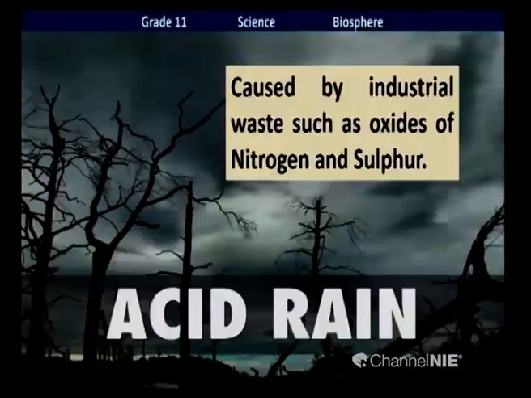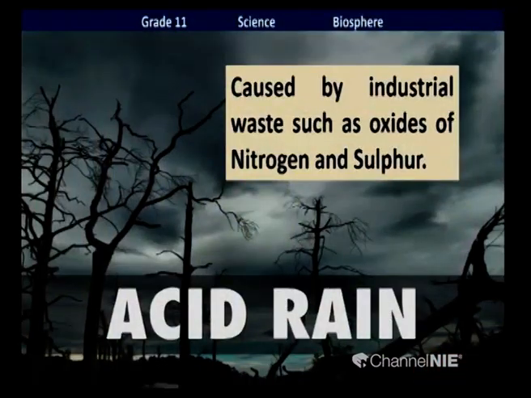But when oxides of sulfur and oxides of nitrogen dissolve in the rain, the acidity will increase further. Then the pH value will decrease. If the pH value decreases below 5.6, we consider that as acid rain. These acidic gases can be oxides of nitrogen and sulfur: sulfur dioxide and sulfur trioxide, and nitrogen oxides, mainly nitrogen dioxide.